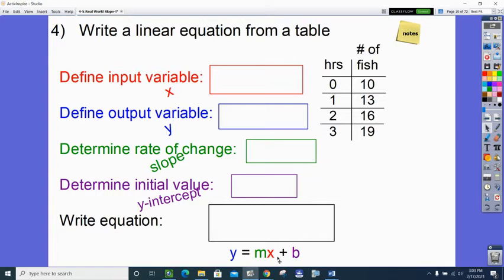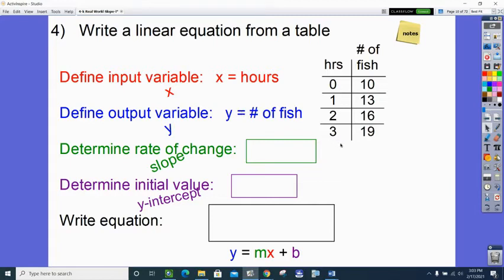We need to know, what is your input variable? Which one of these would be X, hours or the number of fish? And I'm hoping you said hours. The number of fish depends on hours. Your clock isn't going to change miraculously based on, say, how many fish you caught. What is your output variable? Well, that becomes easy. That'll be the number of fish.